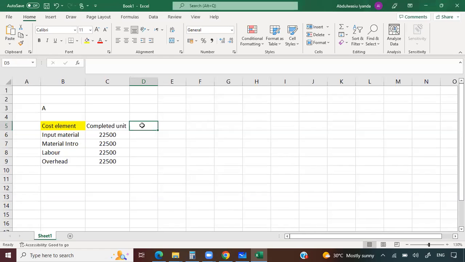we are not going to say what now? We are asked to use FIFO, first in, first out. This is a cost element. This is what you complete. Then, what do you even close with? Closing equivalent units, work in progress. What do you close with?